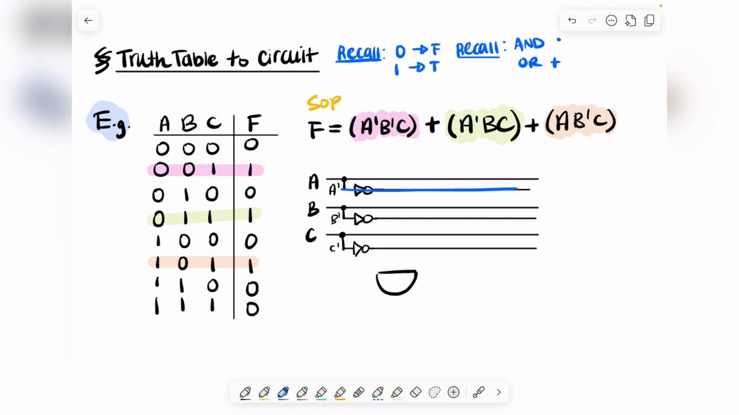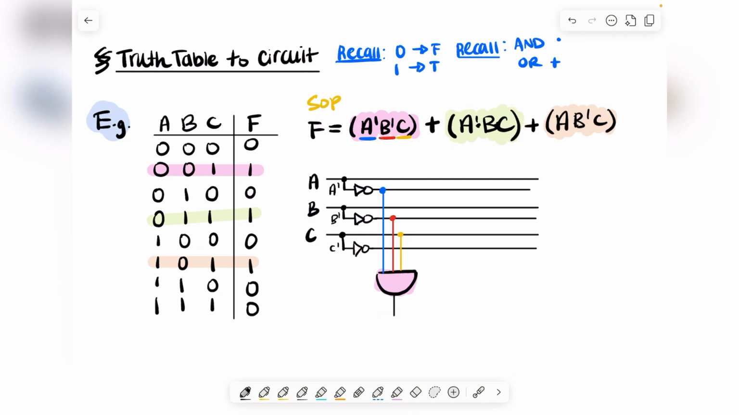So I go to the A prime line, I'm just going to do a dot and then drag it down in here. The second thing is B prime. I'm going to go to the B prime line, do a little dot and drag it down into the gate. The last thing is C, so I'm going to take C right over here and drag that down into the gate. So the output of this gate is going to be A prime, B prime, C. Now let's leave it like that for now and move on to the second one.